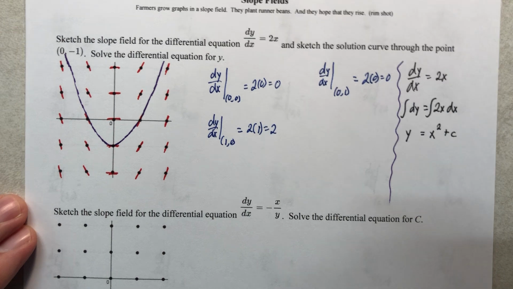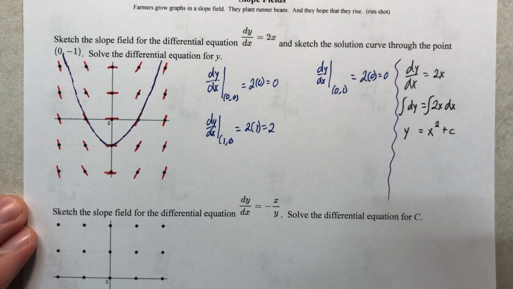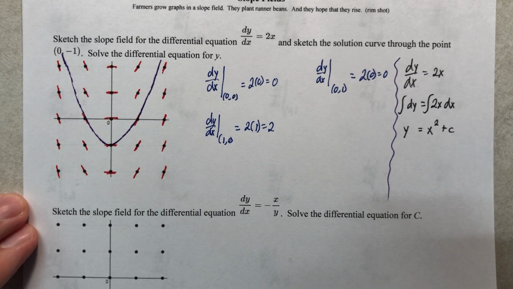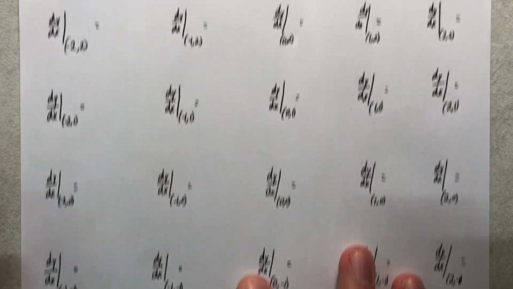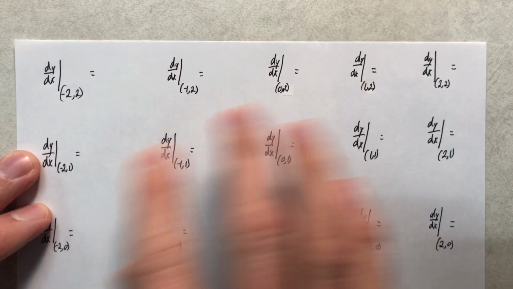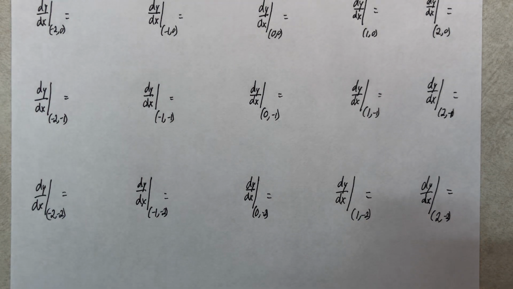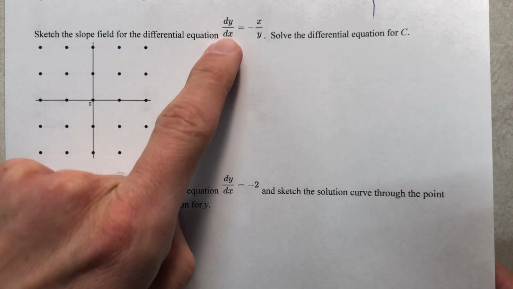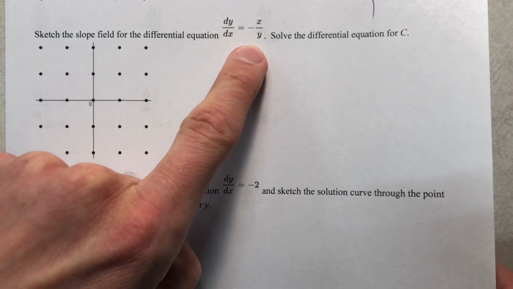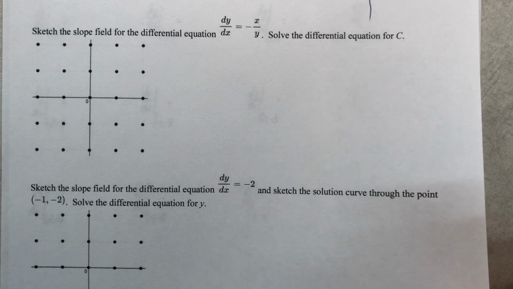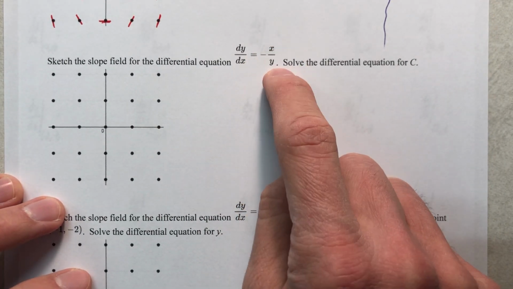I have, please don't write this down unless you totally feel like it's necessary, I have written all 25 points out, and we're going to evaluate the slope at all 25 points on the slope field. Most slope fields that you'll deal with have 6, 7, 8, 9 points like that. Okay, we're dealing with dy/dx equals negative x over y. So for each of these, we're going to do the opposite of x over y.